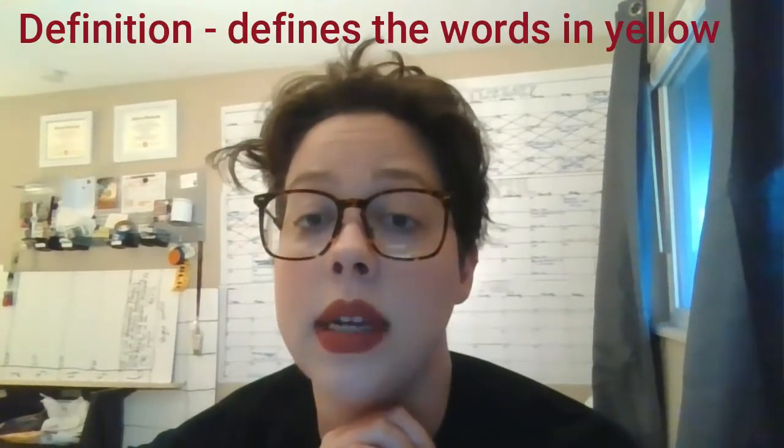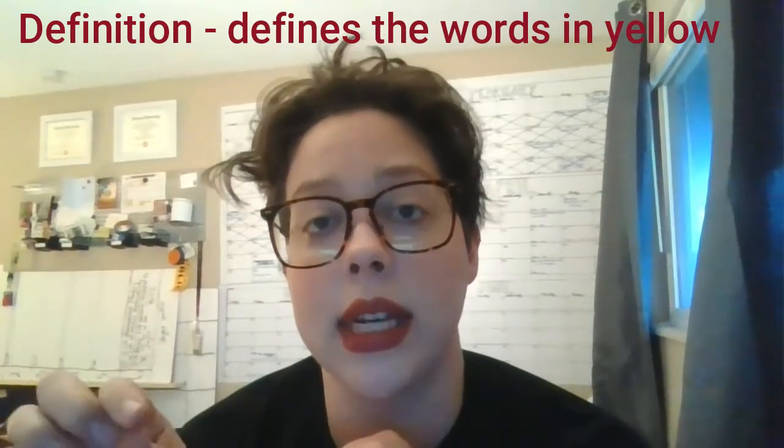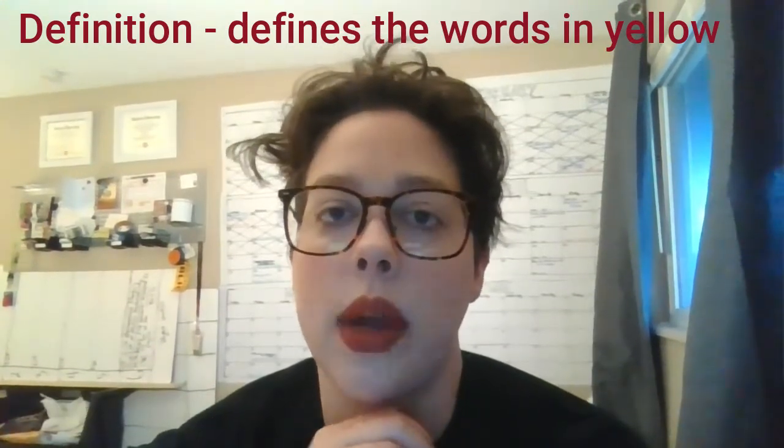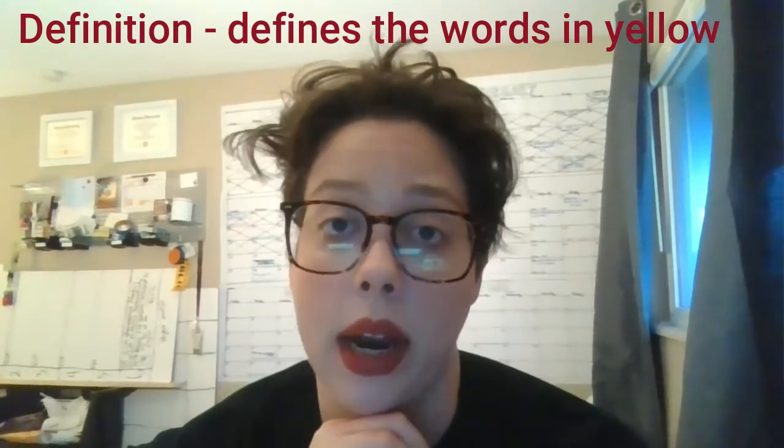You may also notice the button on the bottom of the clue number 2 that says definition. If you click that button, it's going to tell you the definition of the words in yellow that are in your text in the clue. So in this case, the word anthrax is in yellow. You may not know what the word anthrax means. If you click that button, you'll be able to find out.